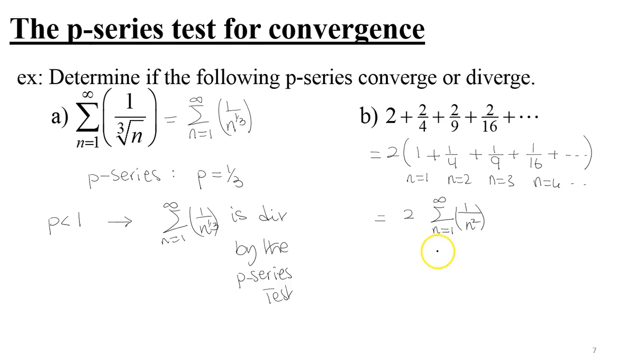So this is a p-series with p equal to 2. P is greater than 1, then the series, which we could also write as 2 over n squared, is convergent by the p-series test.